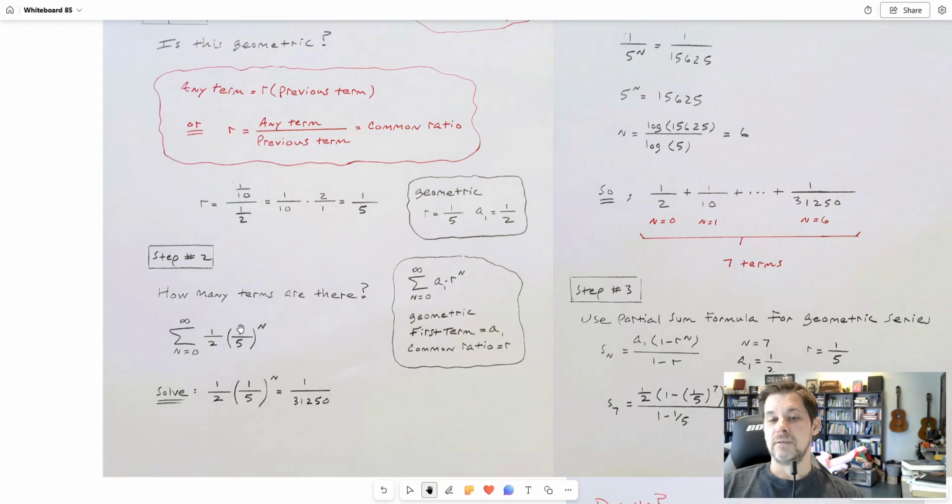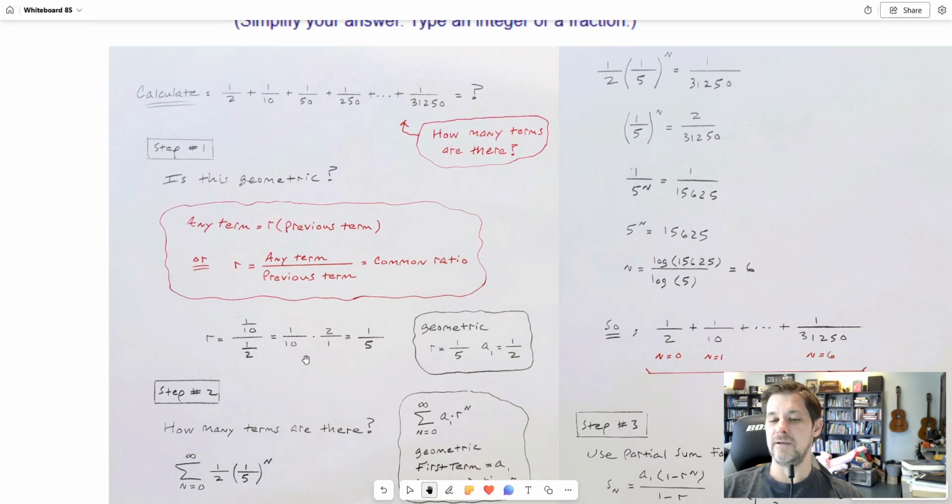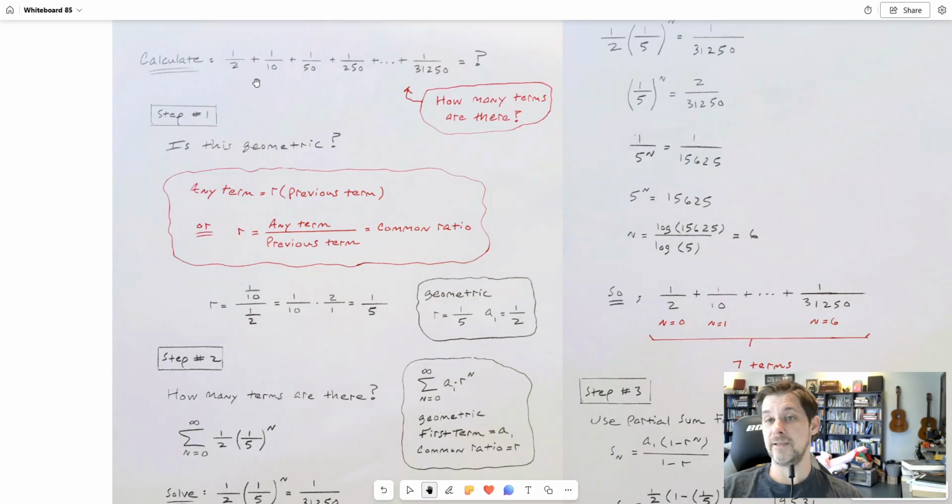Okay, so in my case, a1, the first term, is a half, and r is a fifth. So there's your formula that will recreate this series term by term. You could try it out. You can put 0 for n, you could put 1 for n, 2 for n. It will recreate this exactly.